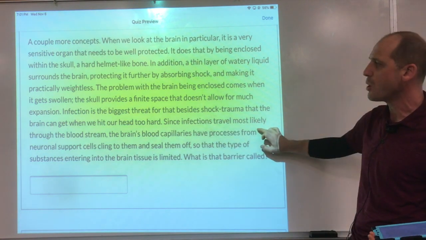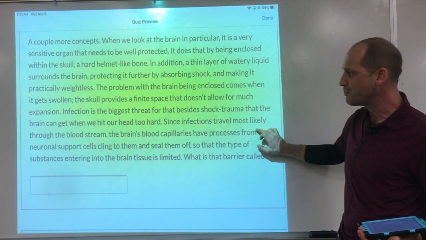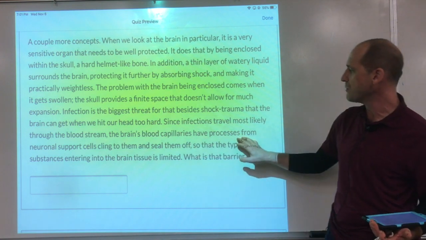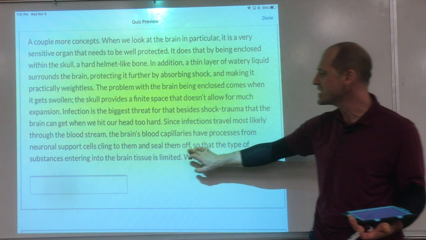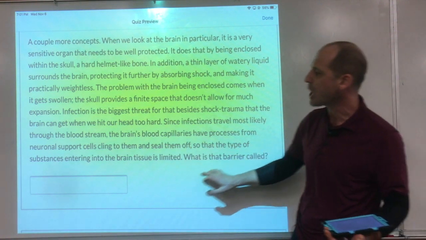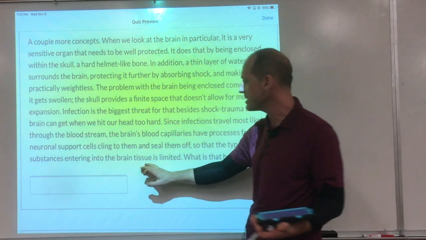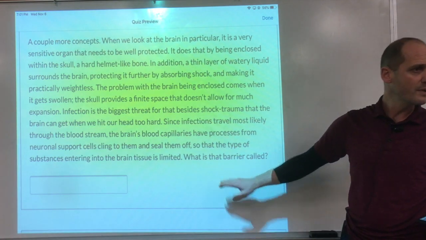Since infections travel mostly by the bloodstream, the brain's blood capillaries have processes from neural support cells that cling to them and seal them off, so that the type of substances entering into the brain tissue is limited. What do we call that thing?